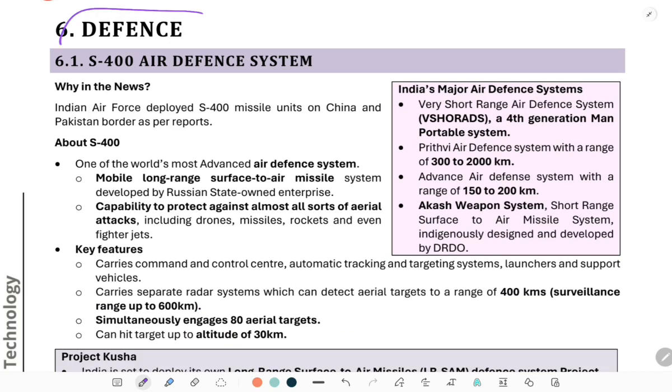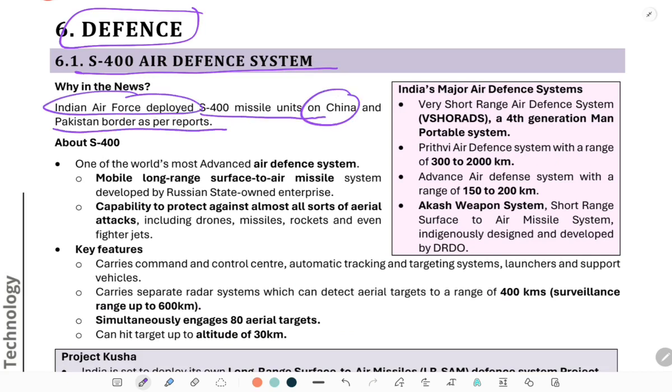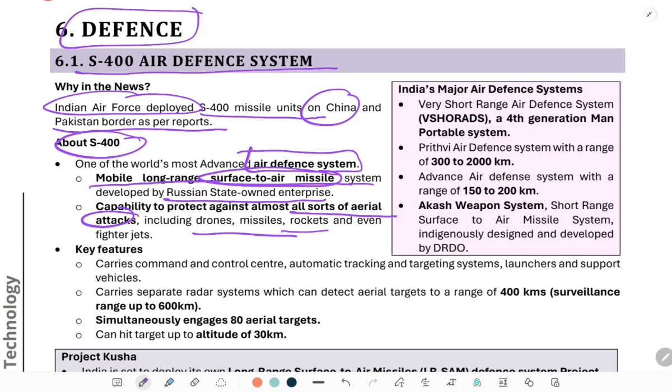Next, we'll see about the topic defense. The S-400 air defense system. Recently, the Indian Air Force deployed S-400 missile units on the China and Pakistan border, as per reports. S-400 is one of the world's most advanced air defense systems, a mobile long-range surface-to-air missile system developed by Russian state-owned enterprises, with the capability to protect against almost all sorts of aerial attacks, including drones, missiles, rockets, even fighter jets.